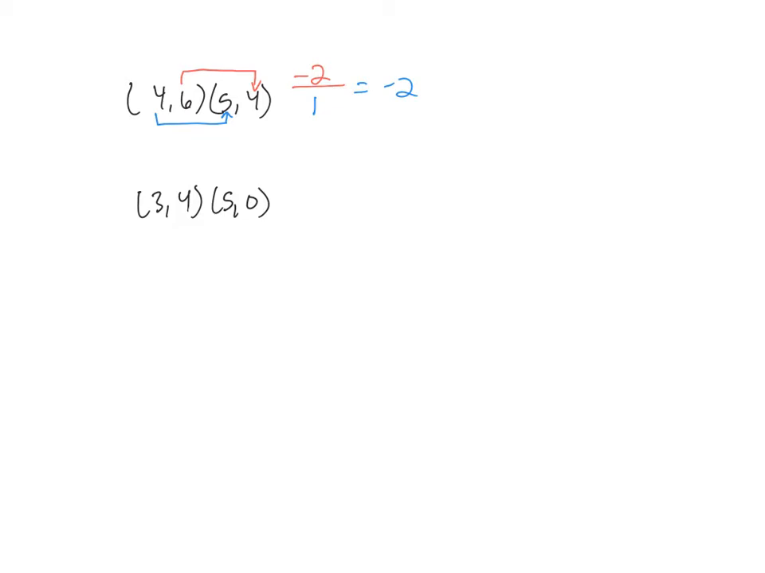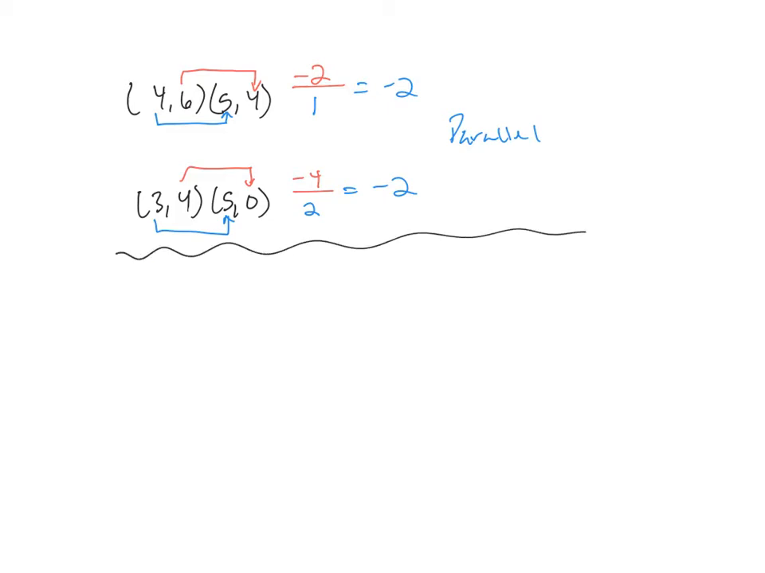And then do the same thing on this one. So from 4 to 0, that went down 4. And from 3 to 5, that went up 2. So that's also -2, so yes, parallel. Okay, so you'll have a couple on a graph, a couple where they give you some coordinates to work with, and then they give you some equations to work with.